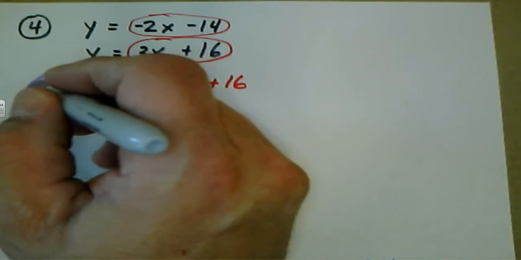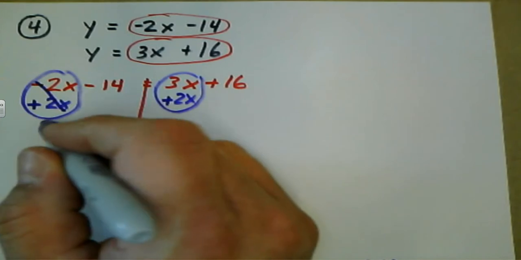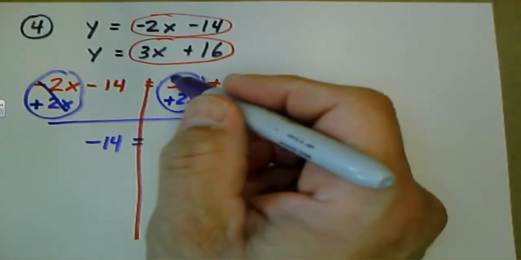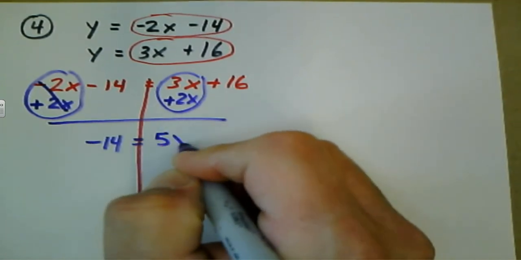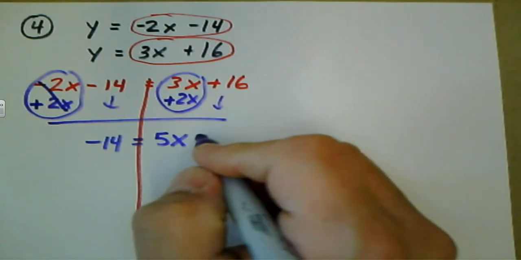So if I owe $2 and I pay $2, I owe nothing. It's gone. I have that negative 14. Don't forget the negative. 3 plus 2, 5x. I just bring that down then. These just jump down.